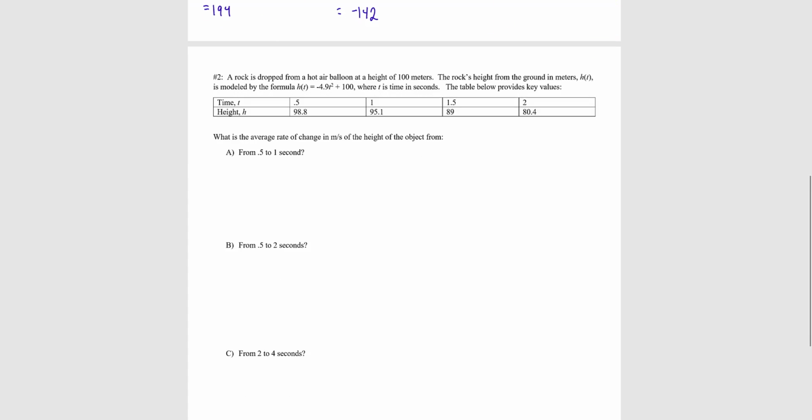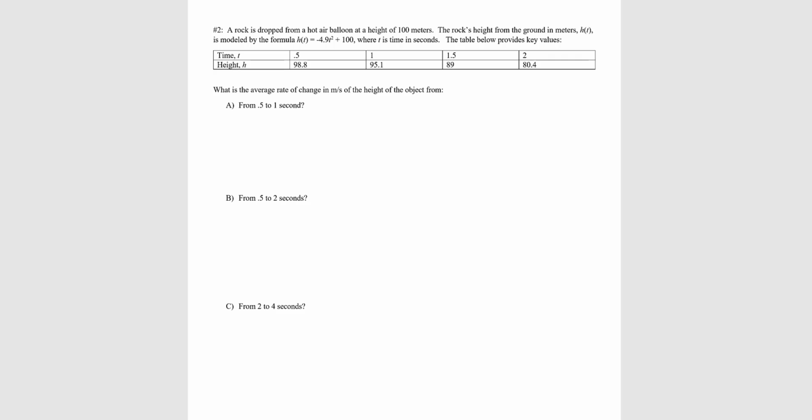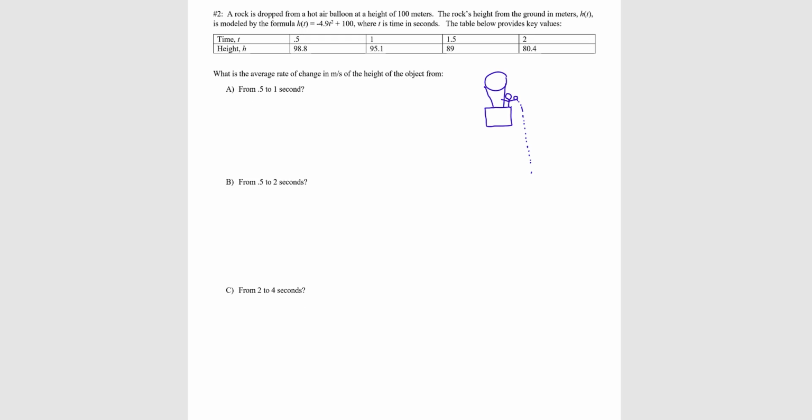All right, so an equation tends to be a little harder because you have that extra step. Sometimes they give you a table. So in this scenario, we have a rock that's dropped from a hot air balloon at a height of 100 meters. The rock's height from the ground in meters is modeled by the following formula, and they give you a table. So I've got my little picture there.